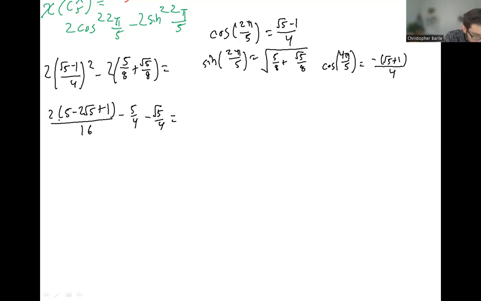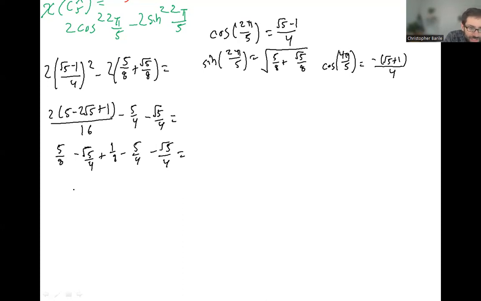And so we keep going here. At this point, we can change 2/16 to 1/8, and then divide by 8 and split up the terms. So we're going to get 5/8. We have another 2 here, so that's going to end up being minus square root 5 over 4. And then we have a 1 there, so that's 1/8, and minus the rest of our terms, 5/4 and square root 5 over 4.